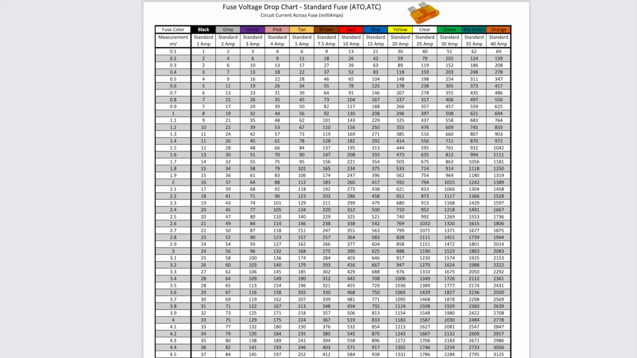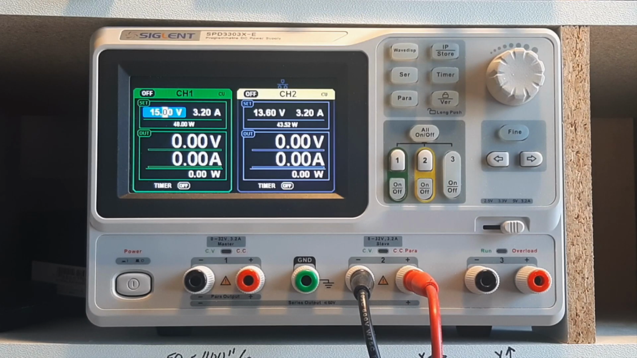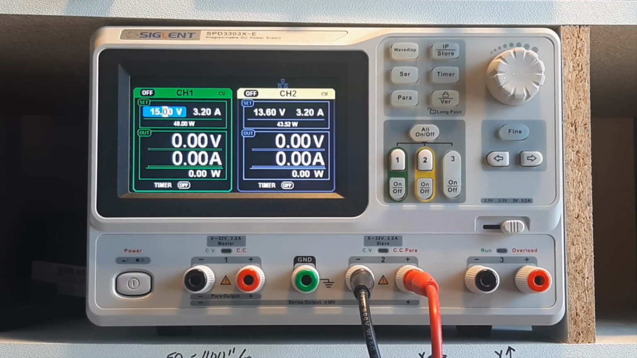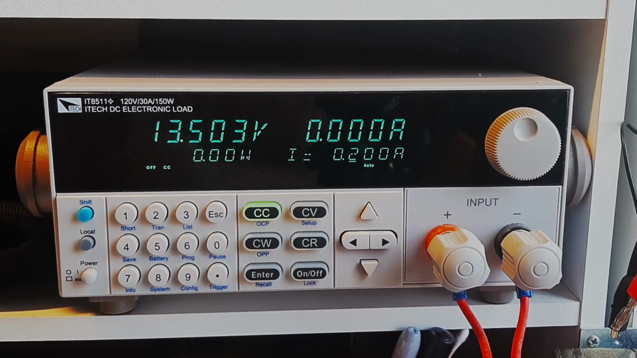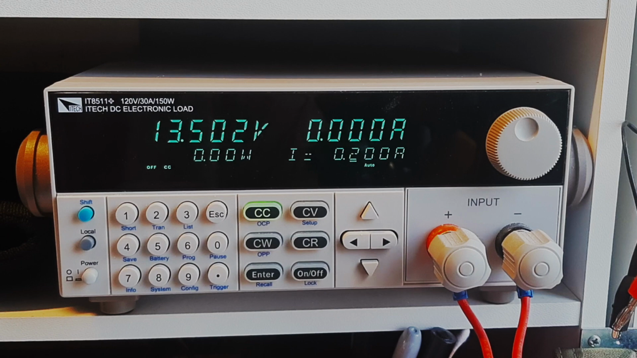But how accurate is this method? Contrary to internet myth, not very accurate, as I will demonstrate here. To perform this test, I'll be using my Signet bench power supply to provide 13.6 volts. And I will be using my iTech DC electronic load, and I'm setting it for constant current mode, which will rule out any differences in circuit length.